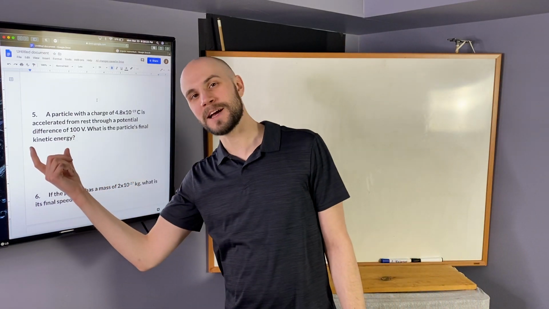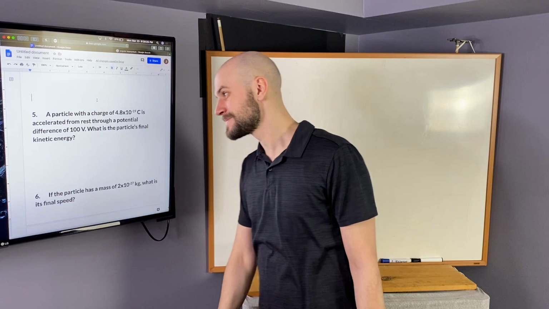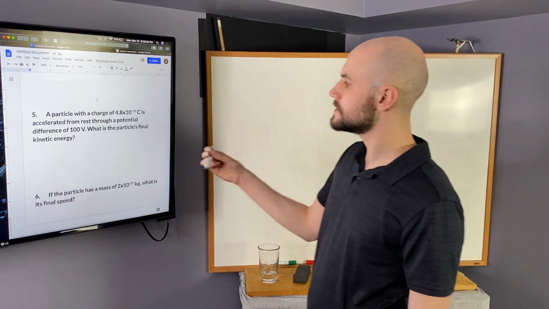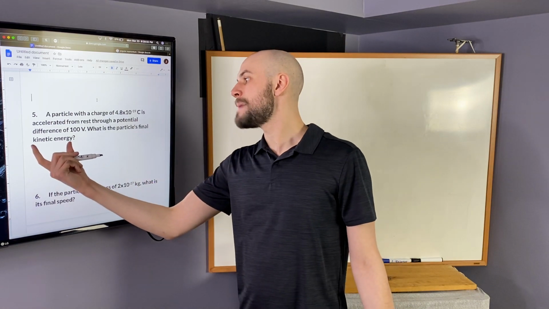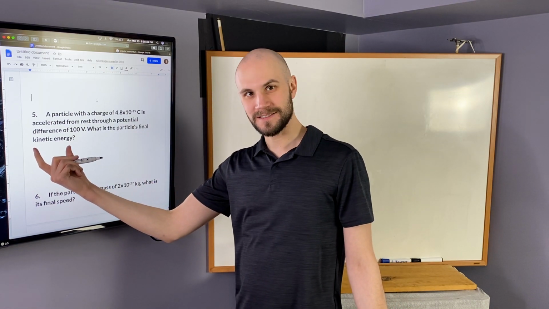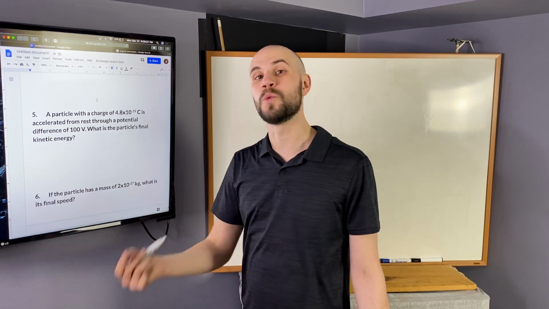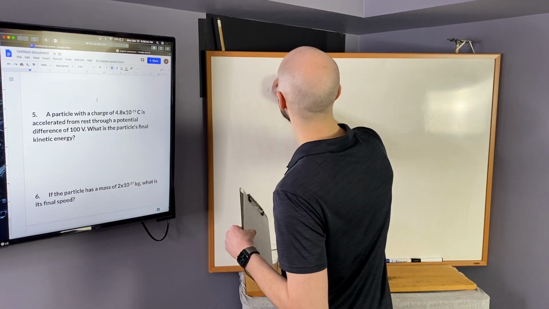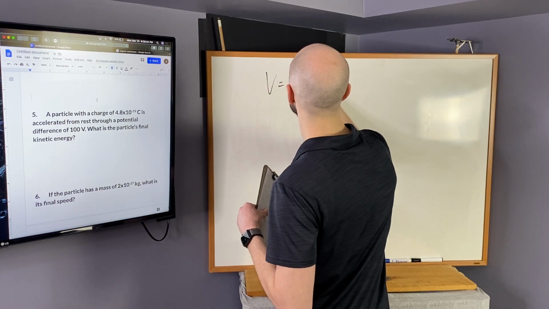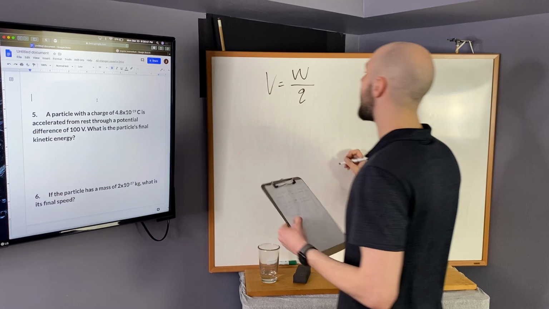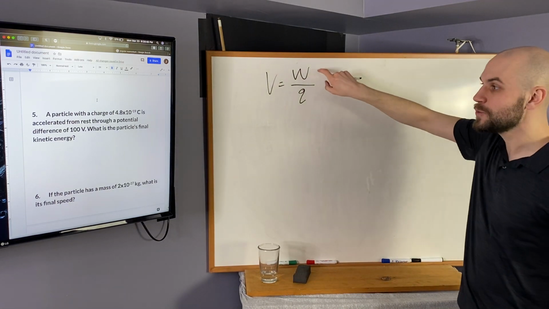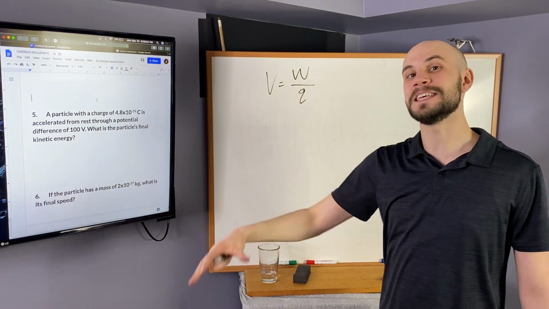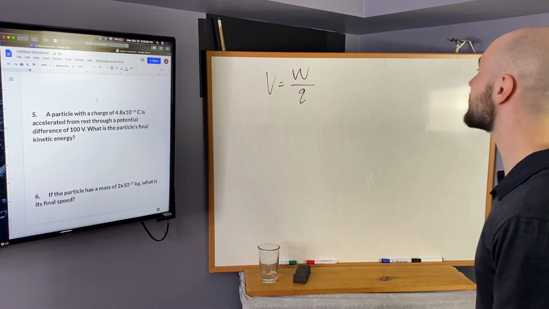I hear what you're thinking. Mr. Hatzfeld, we haven't talked about kinetic energy. Remember that if it's starting from rest, the amount of energy this particle gained was the work done to the particle. So check this out. We know potential difference is equal to work per unit charge. Our goal is to find kinetic energy, but if we find the work and the particle started from rest, the work done on the particle is equal to the total gain in kinetic energy.